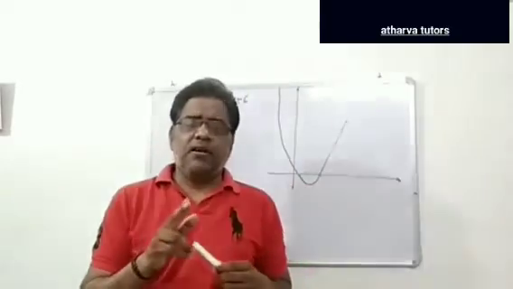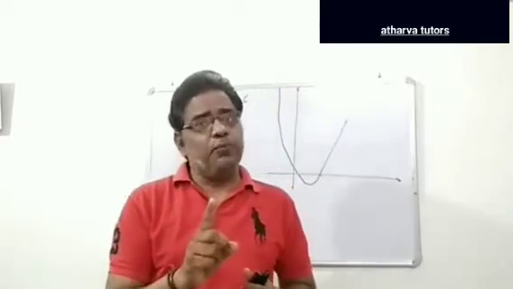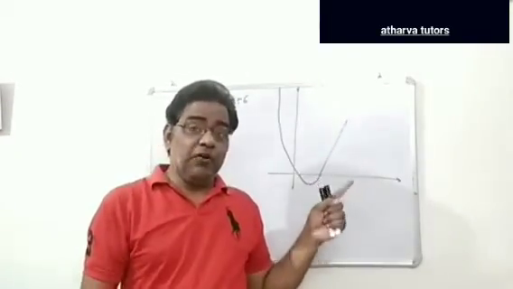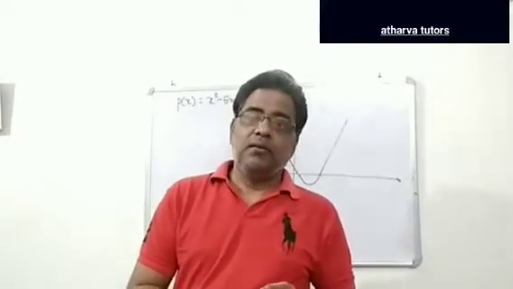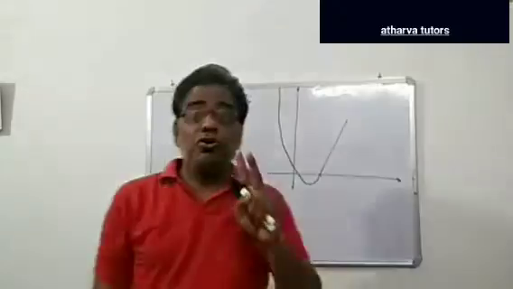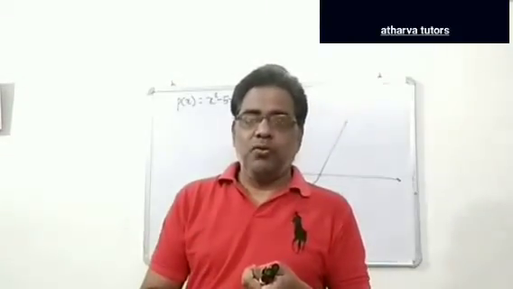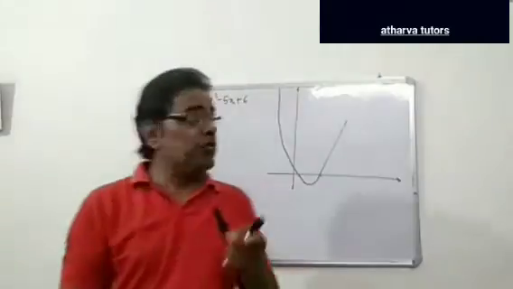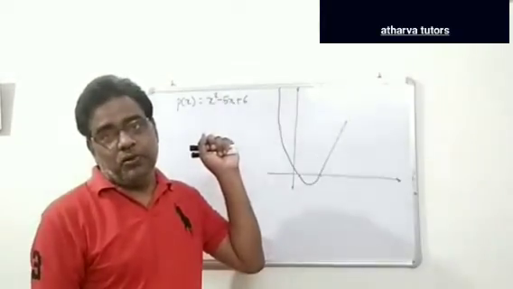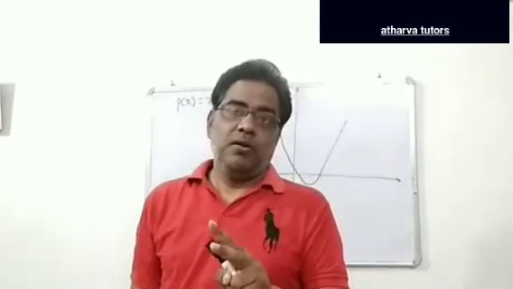The x-axis is cut by the curve at two distinct points. It will mean that this polynomial will have two zeros. That means there will be two values of x which will give remainder 0. It will have two values of x.